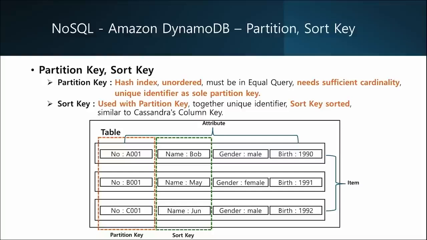And you can think of the sort key as a key that is used together with the partition key, and it can be used as a unique key by being linked together with the partition key. Unlike the partition key, the sort key sorts the data. You can think of it as Cassandra's column key.